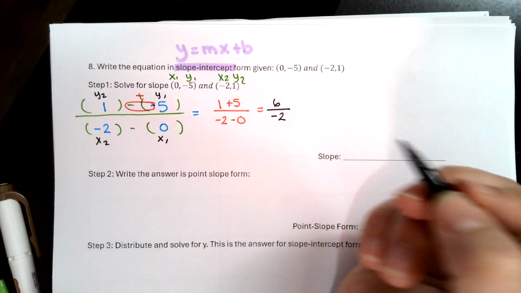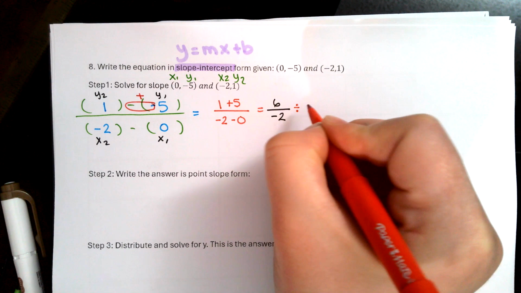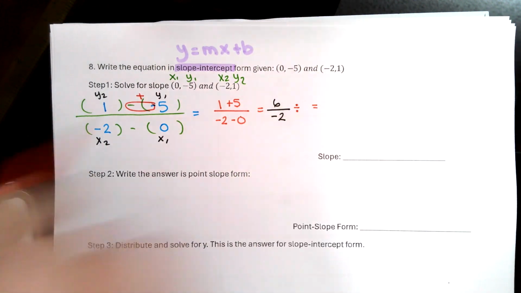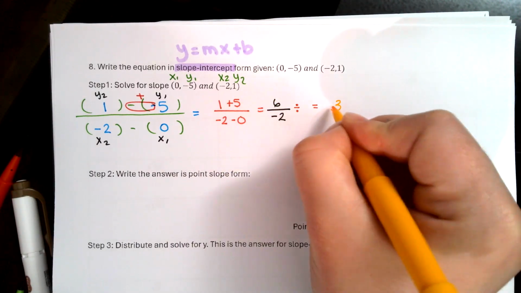And this is an example where, yes, you must simplify. This is division here. And 6 and 2 do get along because 6 divided by 2 is 3. Same or different, different.